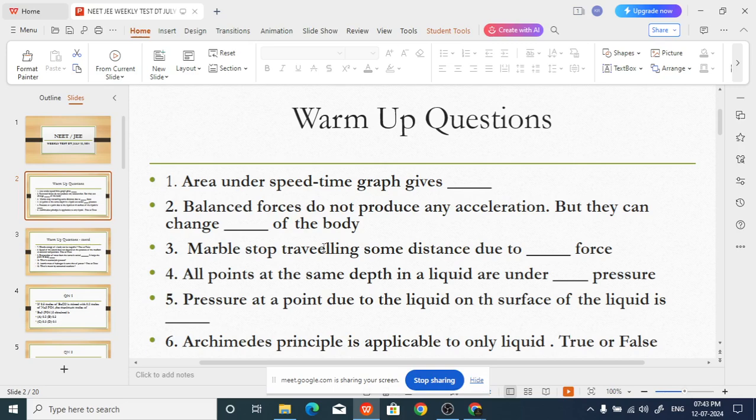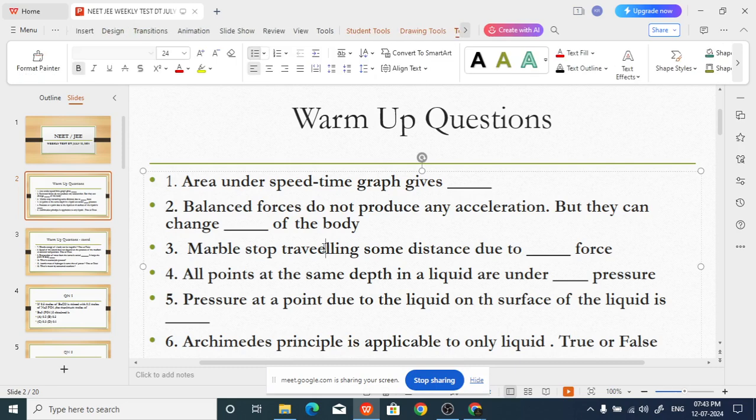Can you read question number 3, one of you? Roshini Murugesan, can you read it? Yes, sir. Marble stopped traveling some distance due to dash force. Marble means, if you roll a marble on the floor, it travels for a distance and then it stops. Why does it stop? Or you take a roller or a stone, you just roll it, it travels some distance and then it stops. Why does it stop? Due to some force.